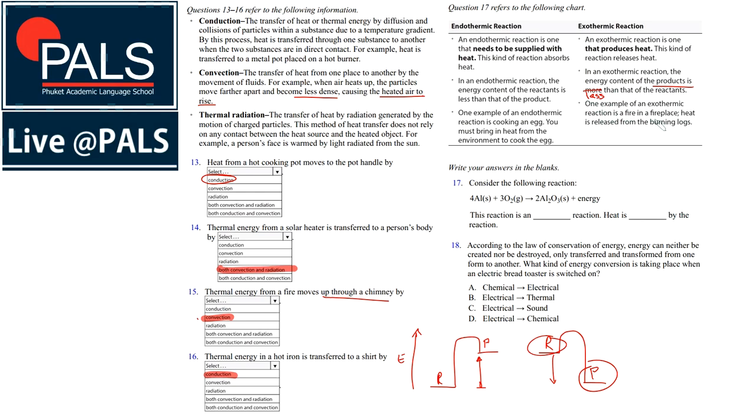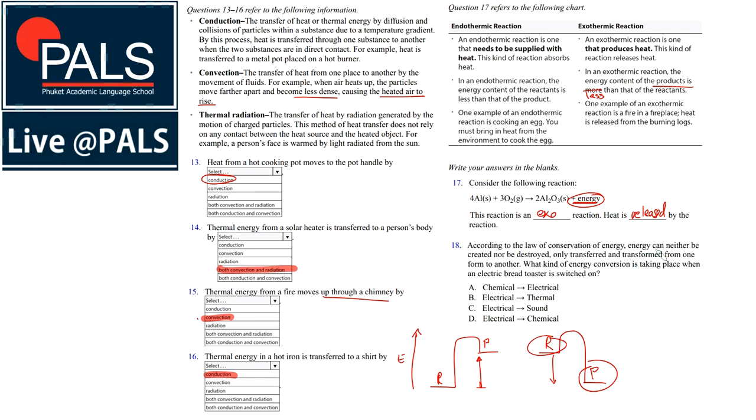One example of an exothermic reaction is a fire. In a fireplace, heat is released from the burning of the logs. Consider the following reaction: 4Al plus 3O2 gives 2Al2O3 plus energy. This reaction is an exothermic reaction because heat is released by the reaction. This plus energy tells us that energy comes out at the end, therefore exothermic.